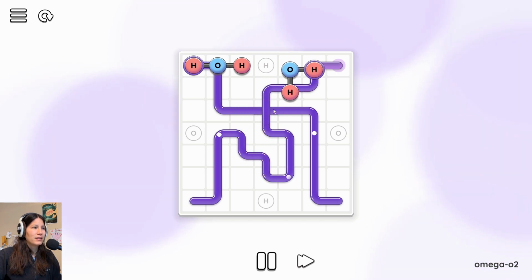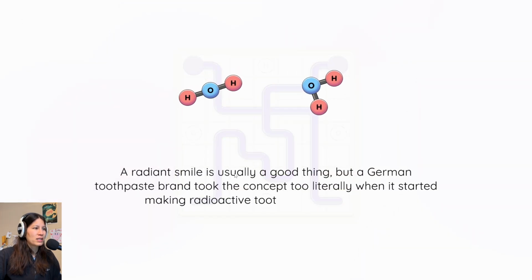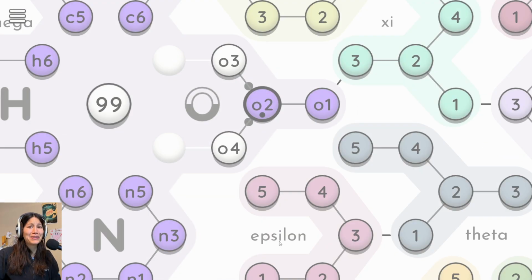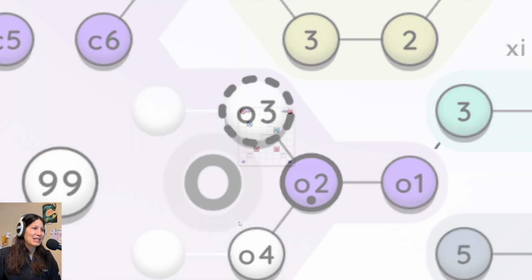Yay! The cross looks cool. A radiant smile is usually a good thing, but a German toothpaste brand took the concept too literally when it started making radioactive toothpaste in the 1920s. Ugh. So many radioactive things.